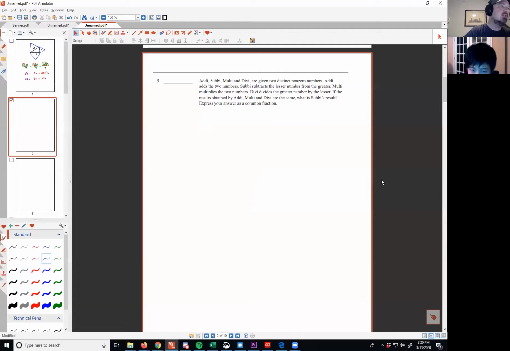Oddie, Subi, Multi, and Divi, addition, subtraction, multiplication, division, are given two distinct non-zero numbers. Oddie adds the two numbers, Subi subtracts the lesser from the greater, Multi multiplies the two numbers, Divi divides the greater number by the lesser. The results obtained by Oddie, Multi, and Divi are the same. What is Subi's result? Okay.